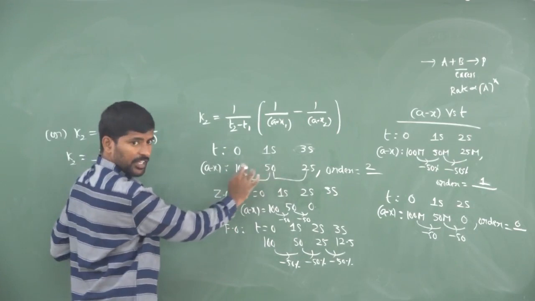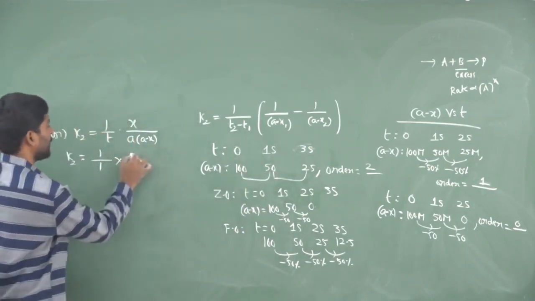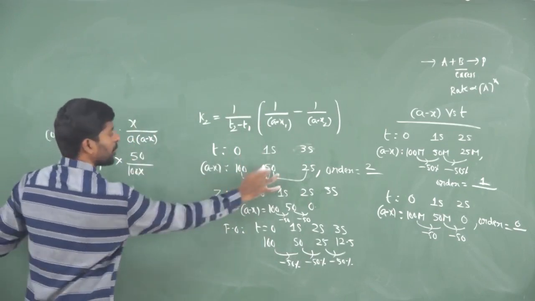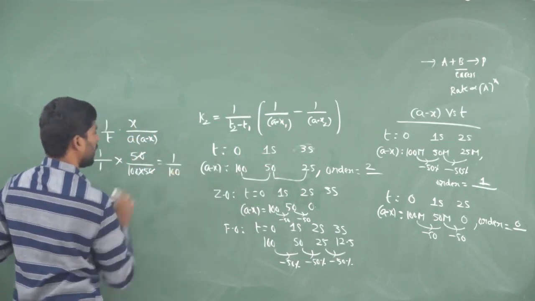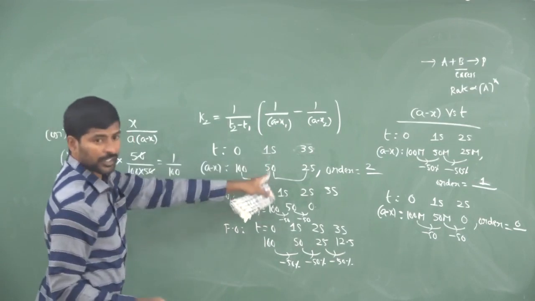Initial concentration is 100, remaining 50, so how much is converted to product? 50. What about initial concentration? 100. What about remaining concentration? 50. So what are we getting for the K2 value? 1 by 100. We calculated the K2 value at 1 second.